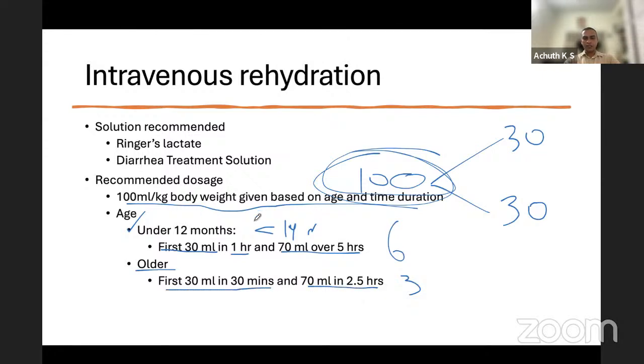That means under the 1 year age group, you are giving 100 ml per kg body weight over 6 hours totally. In more than 1 year, you are giving 100 ml per kg body weight in 3 hours. The only difference is the first 30 ml and the remaining 70 ml. First 30 ml in 1 hour in less than 1 year, first 30 ml in 30 minutes in more than 1 year.